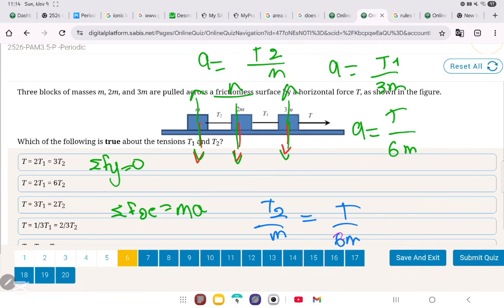Now, I prefer not to do it like this because it's a bit confusing to solve, but if I solved it like this, I would get 6 T2 m is equal to T m. So I cancel m, and I'm left with 6 T2 is equal to T. Not 62 as in sixty-two, no.